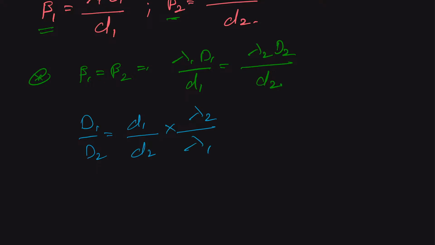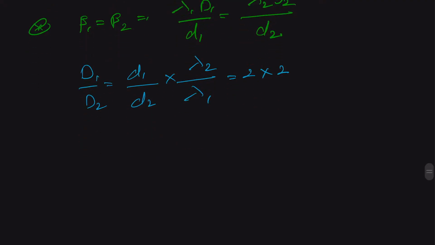and we can substitute the values. So we are given that d1 by d2 is given as 2, and lambda 1 by lambda 2 is given as 1 by 2. So this will be 2 times 2. Therefore we get that this ratio is equal to 4. That was asked for. This is quite straightforward.